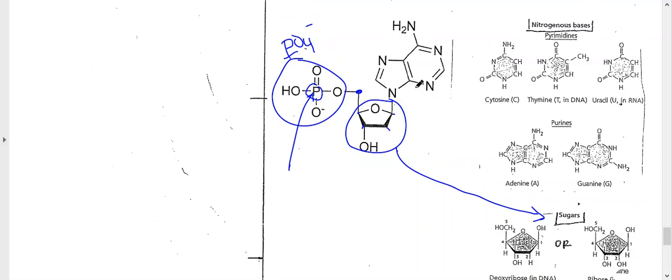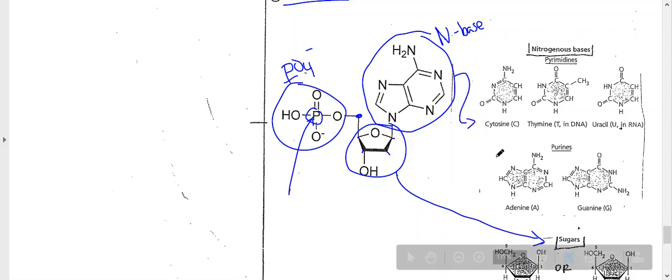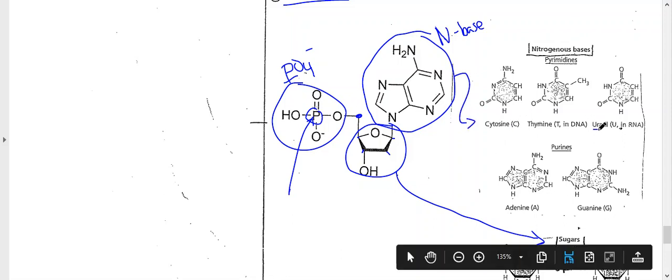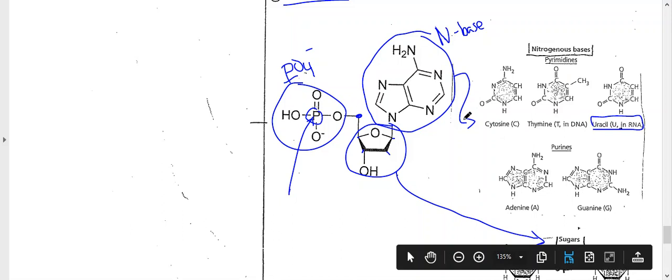And then the third component is your N base, your nitrogenous base. There are 5 of these things total. Uracil is unique to RNA. DNA will have C, T, A, and G. But these are your options. The smaller ones, the ones with single ring structures, are just called pyrimidines. The larger ones with double ring structures are called purines.